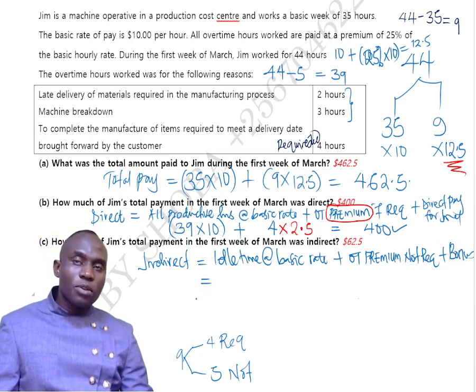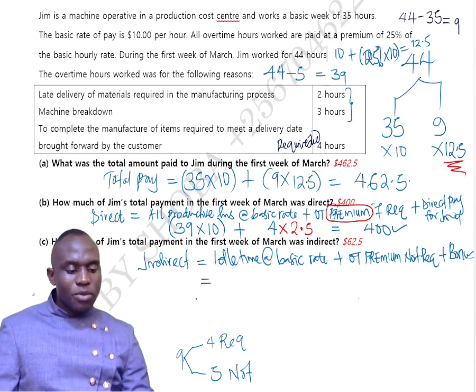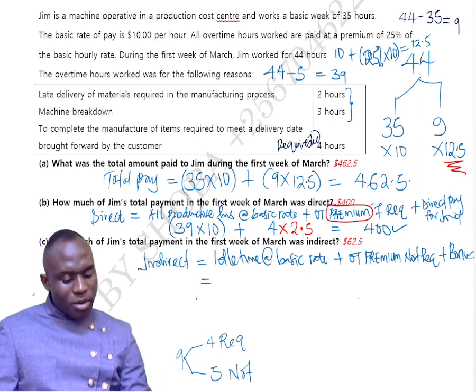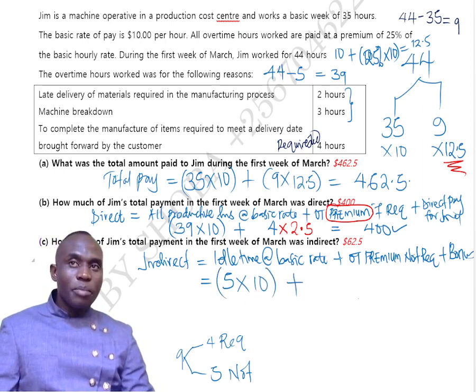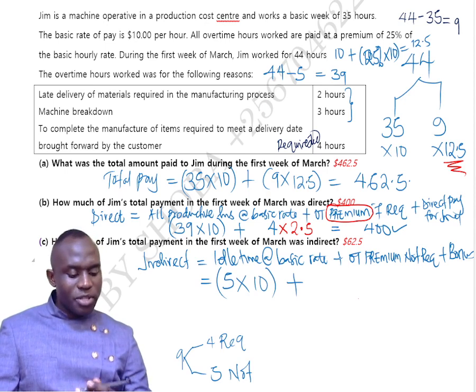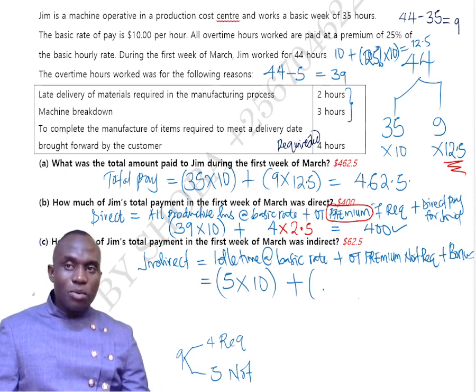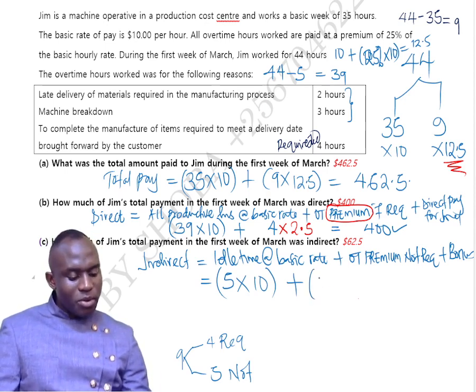So what was the total idle time? Idle time is the time when someone is not working. So it is 2 plus 3. Total idle time, there were 5 hours, but at basic rate, normal rate is 10, then plus overtime premium not requested. So total overtime were 9 hours, but 5 hours were not requested. So out of the 9, 5 hours were not requested.